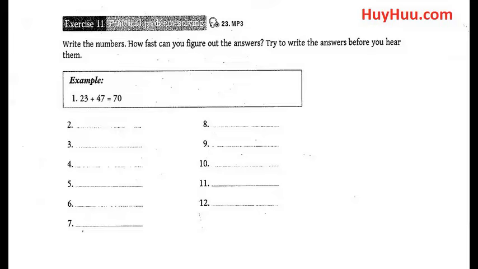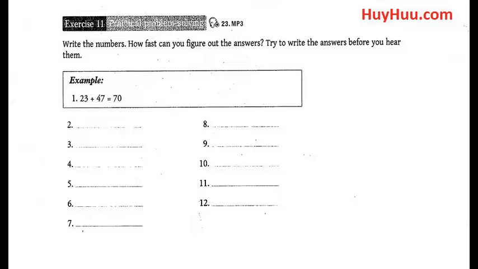Number 1. How much is 23 plus 47? The answer is 70. Number 2. How much is 62 plus 17? The answer is 79.